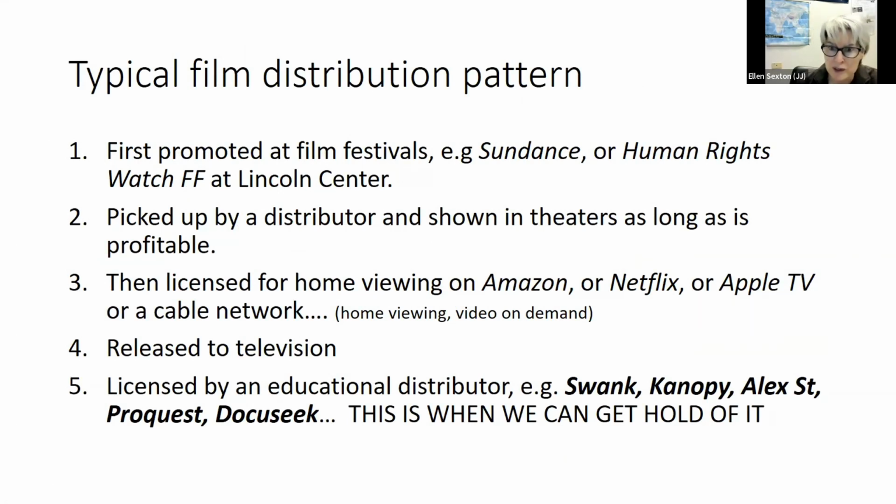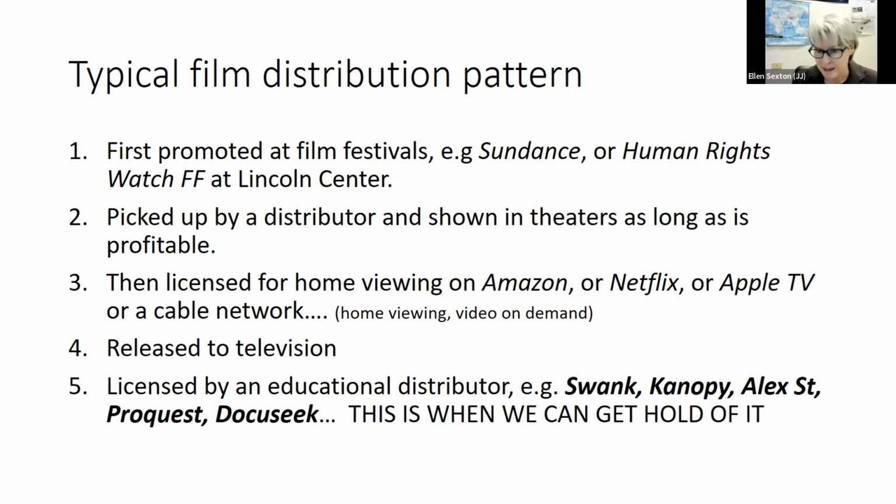First of all, I would like you to consider a typical distribution pattern. So a film or documentary is typically shown, first of all, at a film festival, or a number of film festivals. They're shown there to get a bit of publicity and to get picked up by a commercial distributor. So if it impresses a distributor, they'll pick it up and they'll sell it to theaters for as long as they can, for as long as it makes money for them.